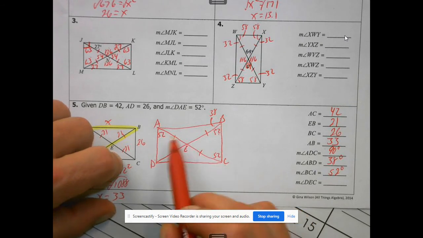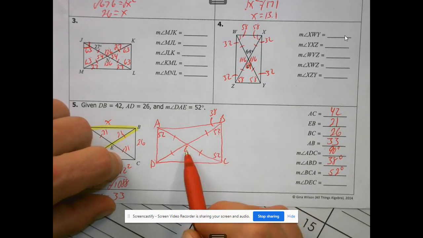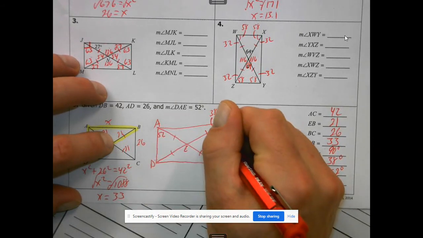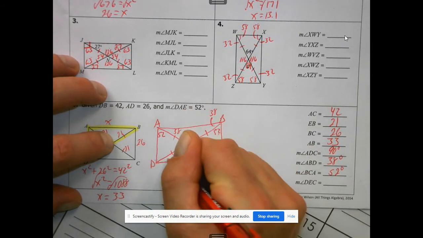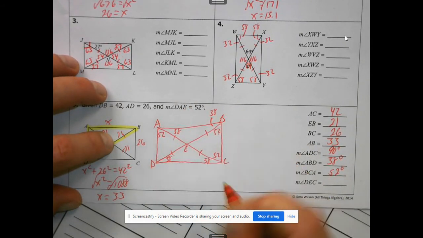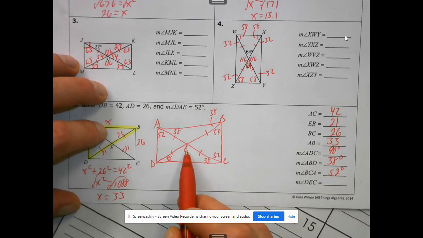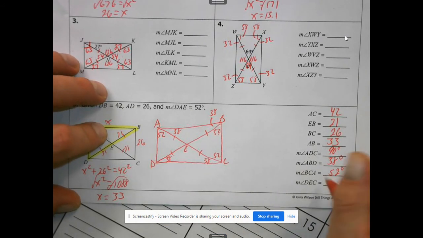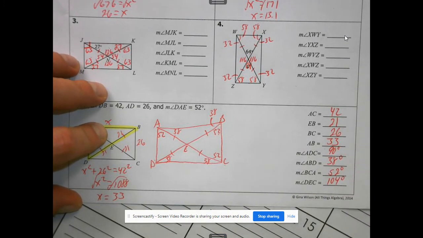DEC, it wants this guy right here. All right, we can do this. Remember, these are all 38. We have 180 degrees inside of a triangle. Add these two up, subtract from 180, and we have this one right here. If you do that correctly, it comes out to be 104. Next page.